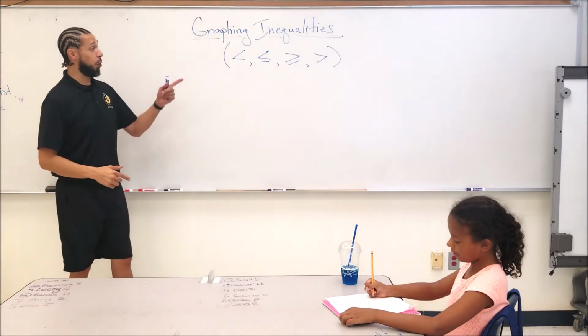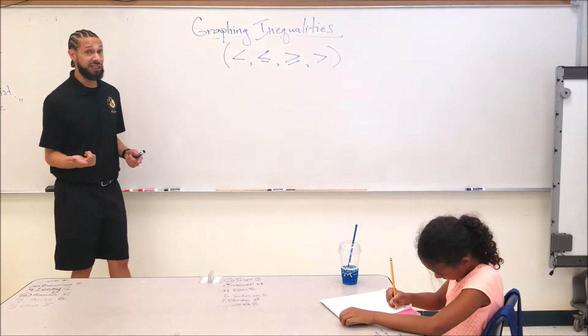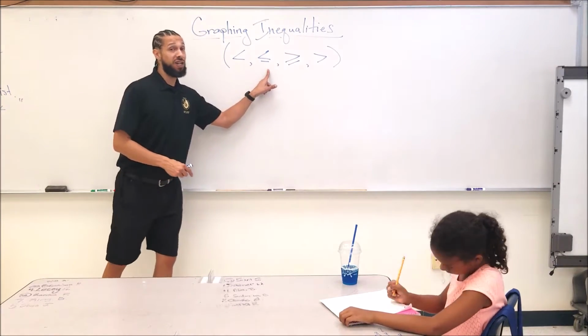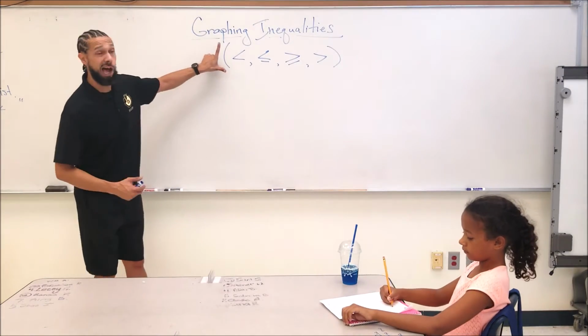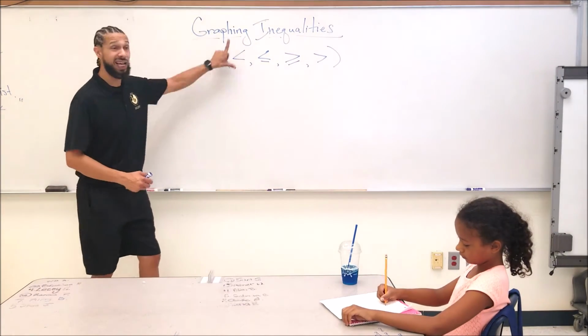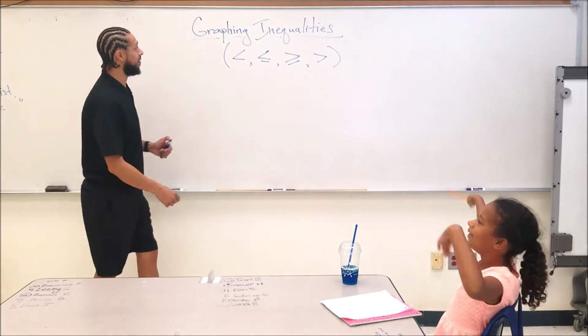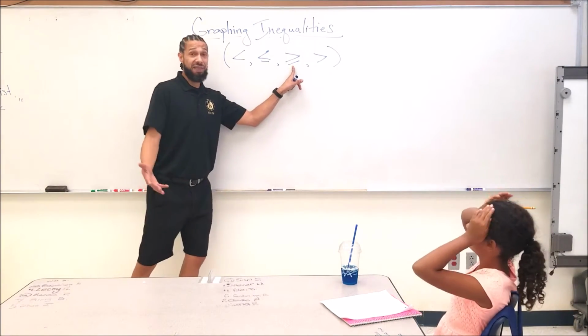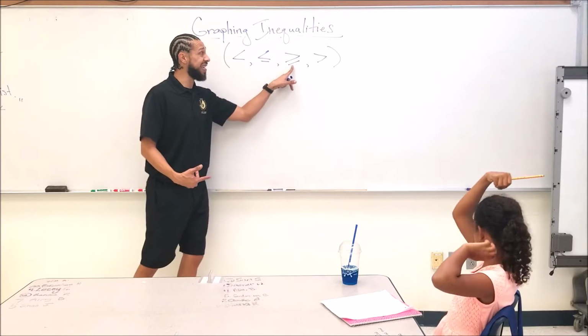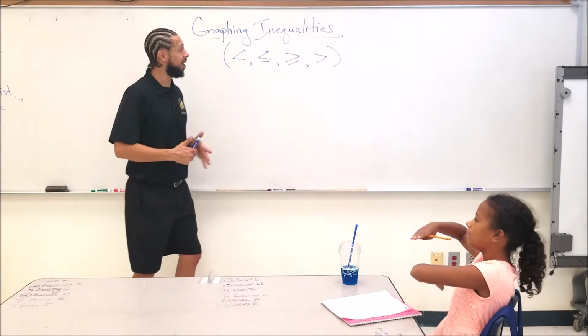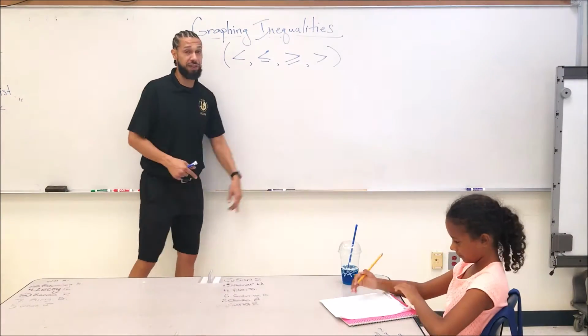Those symbols right there. Now, remember what these are. This is less than. This is less than or equal to. Remember, less than looks like an L. You can make an L with your left hand for less than. Left hand, less than. Here's greater than or equal to. Notice the extra line forming an equal sign. That's where that comes from. And, of course, greater than.